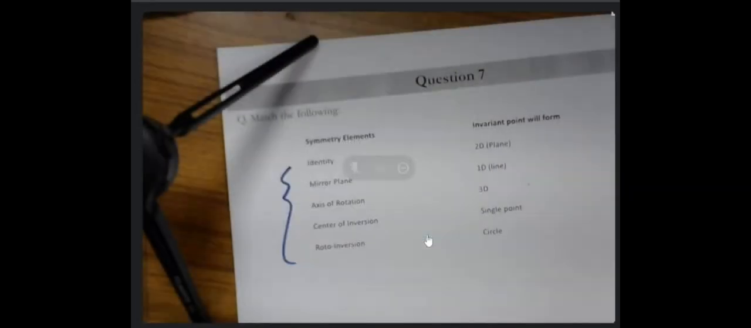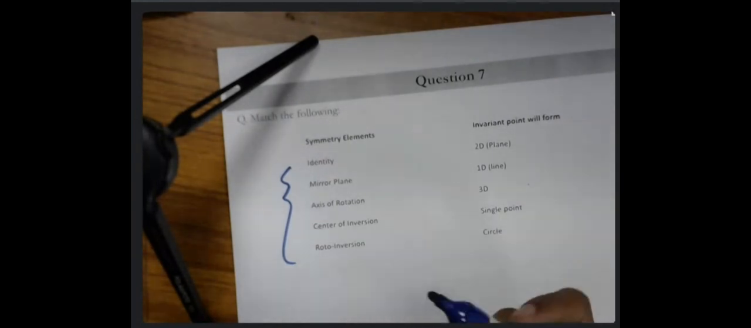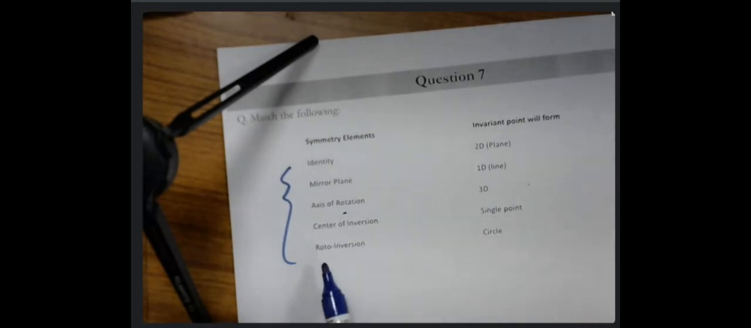So now this is our final question. We need to do the matching as follows. Here are the 5 symmetry elements: identity, which is also one of the symmetry elements, mirror plane, axis of rotation, center of inversion, and roto-inversion.